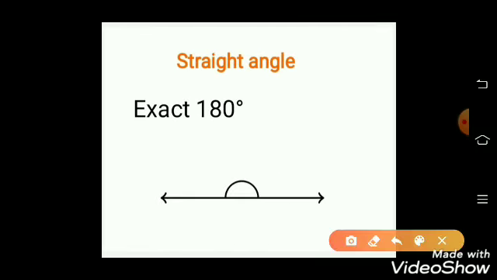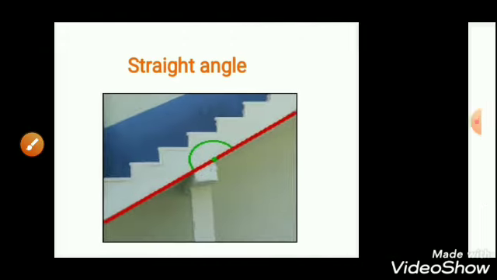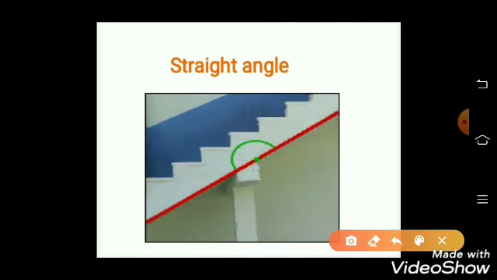Just now I told that straight line is called straight angle. Here this is 180 degree. Okay, straight line. An angle whose measure is exactly 180 degree is called straight angle. This is an example for straight angle. This is straight line making a straight angle. Okay.